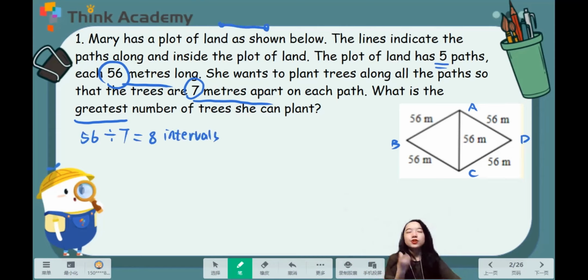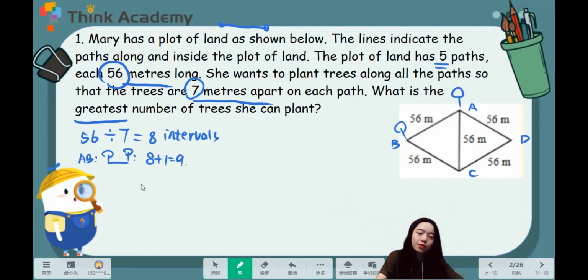Then, if we want to plant as many trees as possible on each path, we want to plant trees from one end to the other end. So on AB, trees are planted on both ends, so the number of trees should be 1 more than the number of intervals. On the road BC, we can't plant trees at point B again, but we can plant trees on point C. So we can only plant trees on one end, 8 trees. The same for CD, another 8 trees.